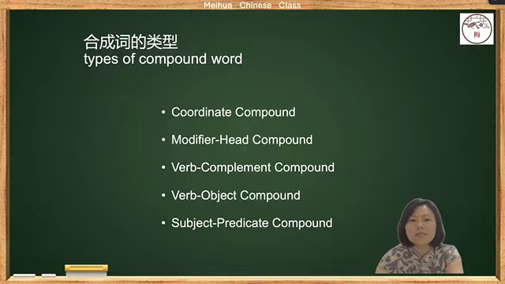Since the compound word usually has multiple characters, 2, 3, or even more characters, it should have a lot of different structures, right? So mainly it has 5 types or 5 structures here. The coordinate compound, the modified head compound, the verb complement compound, the verb object compound, and subject predicate compound or subject verb compound. Let's look at each of them.